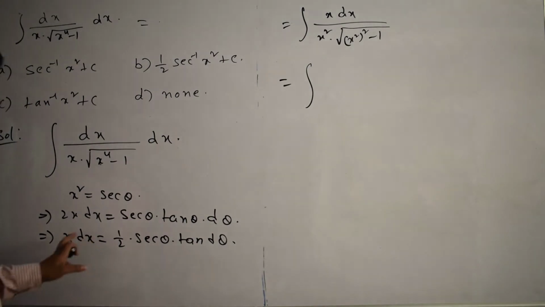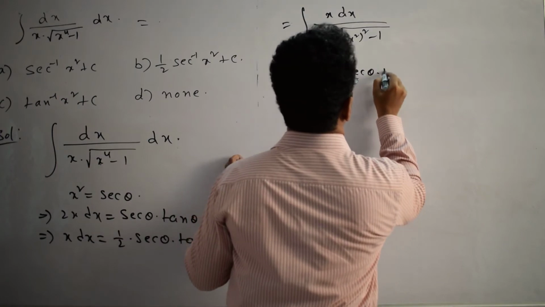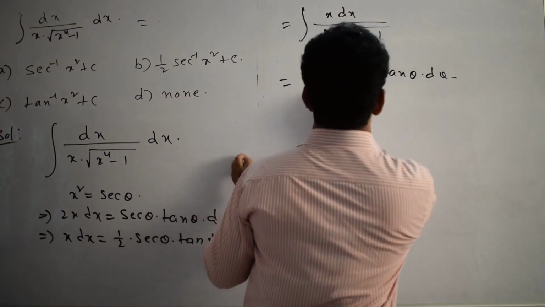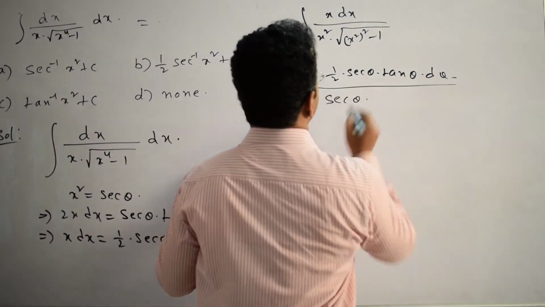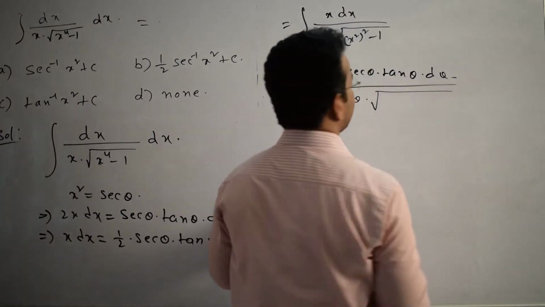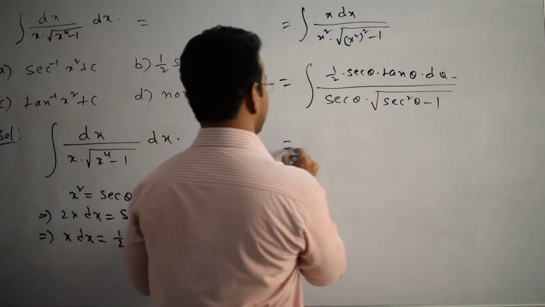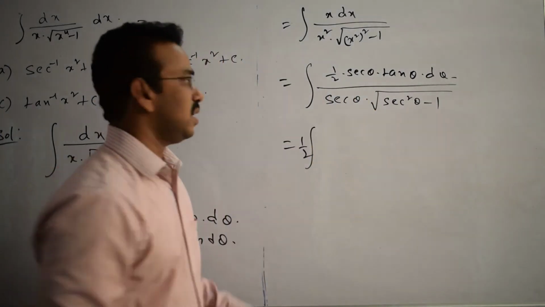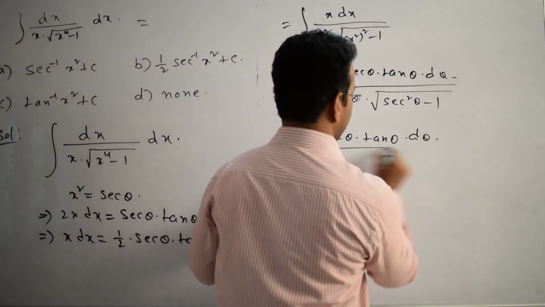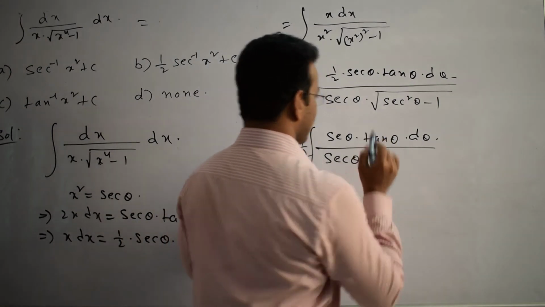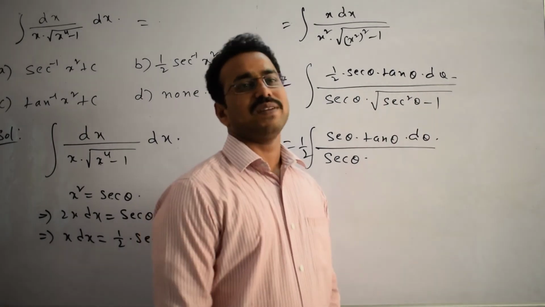What is that? x dx equals half secant theta tan theta d theta, divided by x square. x square means how much? Secant theta. Then the square root of x square whole square minus 1 means secant square theta minus 1. Half you can write outside. Now what has remained? Secant theta tan theta d theta by secant theta, and I am going to write in the denominator square root of secant square theta minus 1, which equals square root of tan square theta, means tan theta.